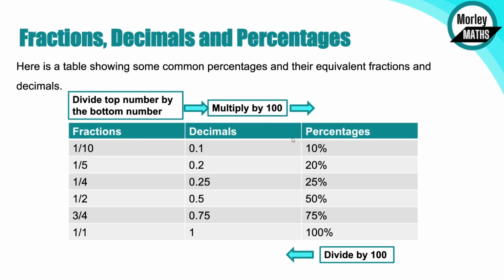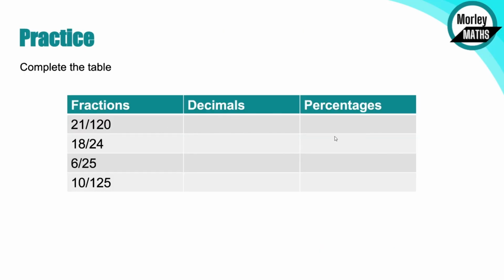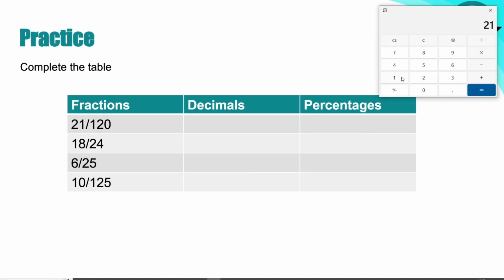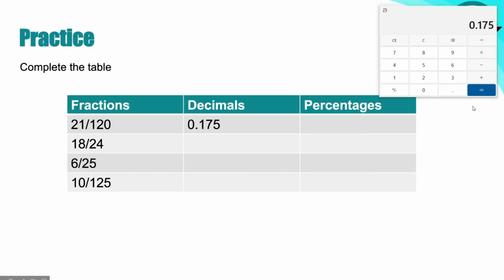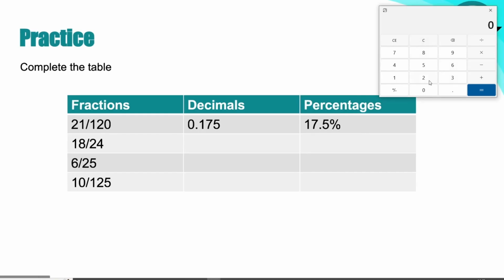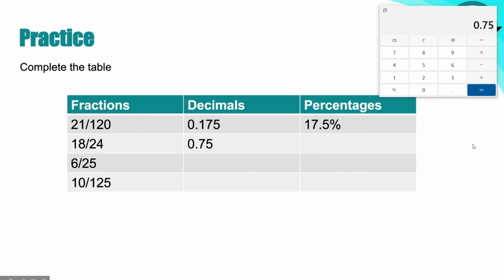So with this method in mind, let's have a look at this particular table here. We do have various fractions. We're just going to work out what the decimal and percentage equivalents of these are. We've got 21 divided by 120 gives us a decimal of 0.175, times that by 100 gives us 17.5%. Do the same with 18 divided by 24, gives us 0.75, times that by 100 gives us 75%.